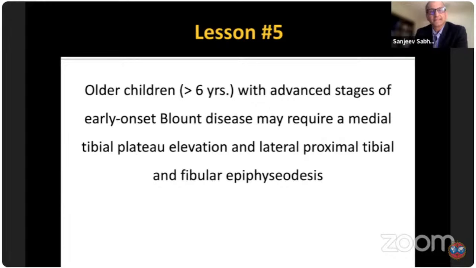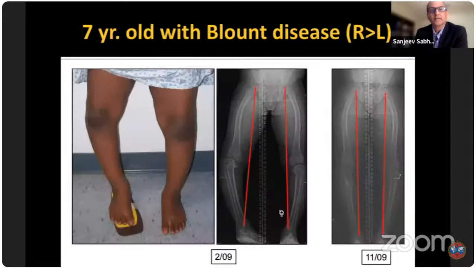So I think the lesson here is that older children with advanced stages of early onset Blount's may require a plateau elevation, and again, with completion of the epiphysiodesis across the proximal tibia and fibula. Here's a lesson learned about follow-up and need for follow-up.